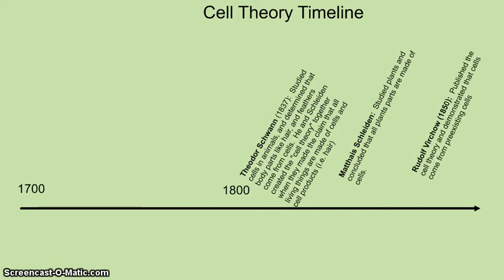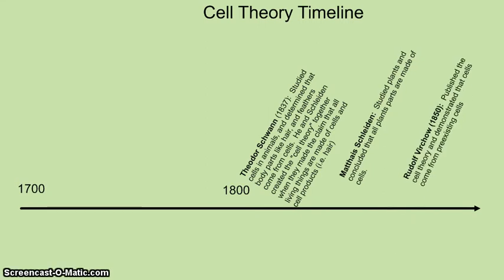And then finally, Virchow comes in and publishes the cell theory and demonstrates that cells come from other pre-existing cells. So he kind of puts it all together. And it was a team effort, you know, and as one technology became available and another new research was published, they all kept building upon this theory. And that's how the cell theory came about.